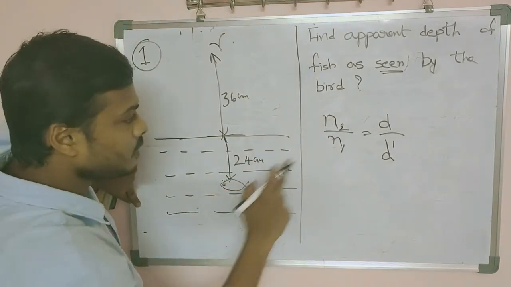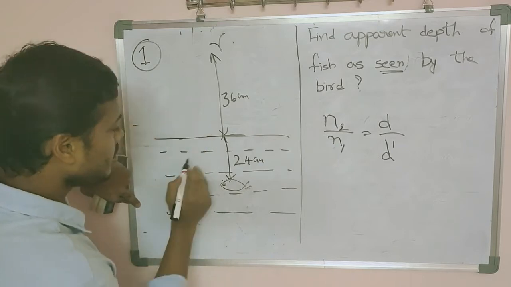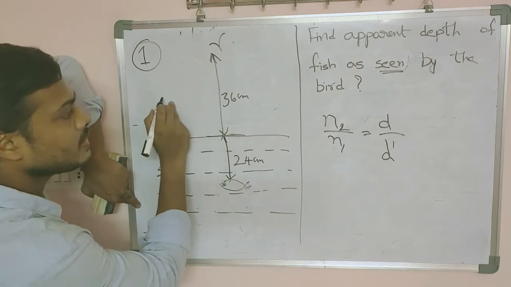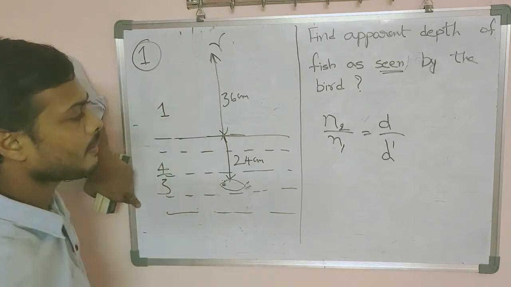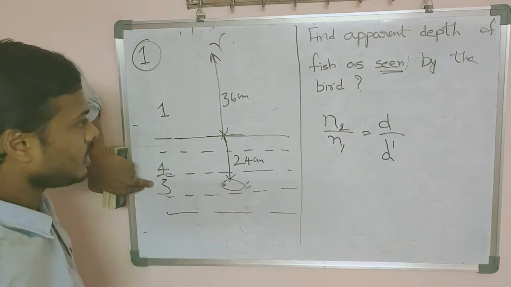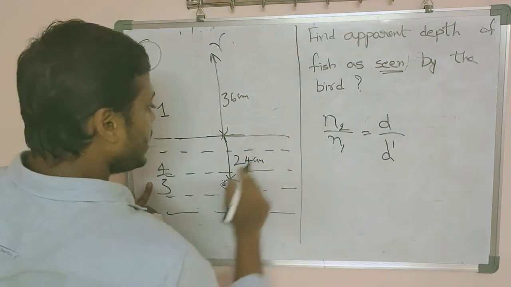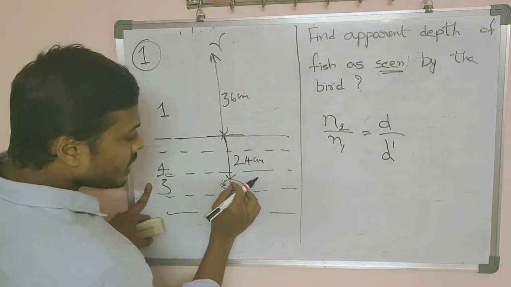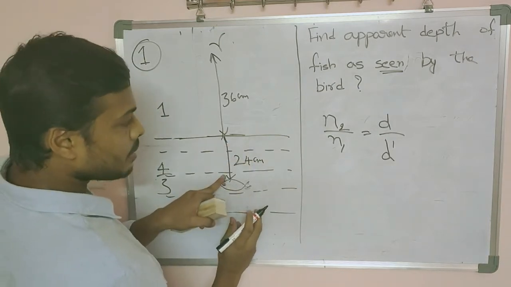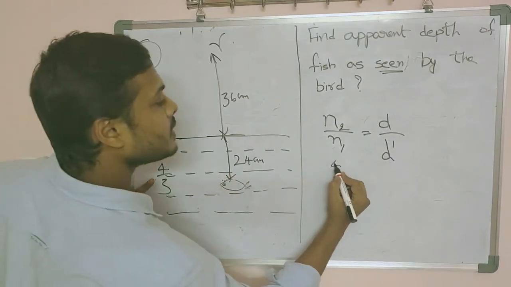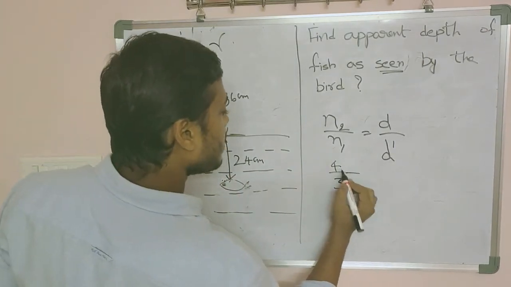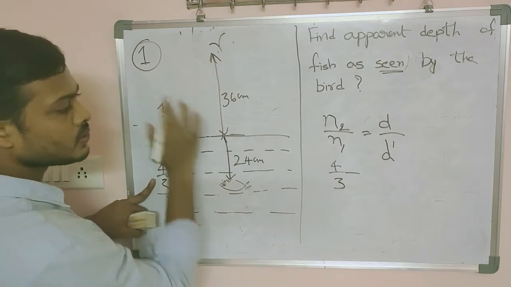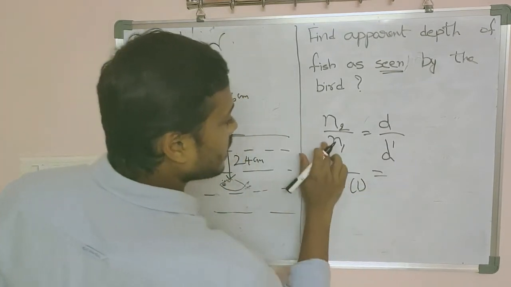Sorry, I forgot to give you the refractive indexes of the mediums. The refractive index of this medium is 4 by 3, and refractive index of this is air. Refractive index of air is 1. Now we have two refractive indices. What is N2 here? The refractive index of the medium from where the light ray is coming. So from here the light ray is coming, so this must be N2, that is equal to 4 by 3. And N1, the light ray is going towards the bird, so this is equal to 1. N1 is equal to 1.